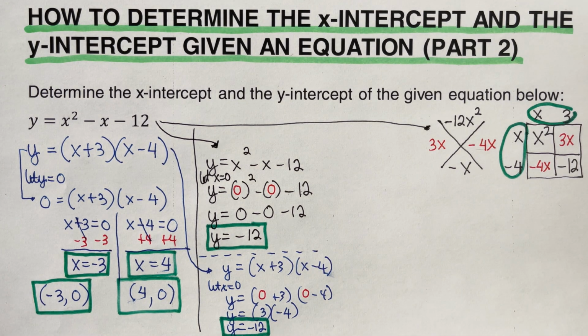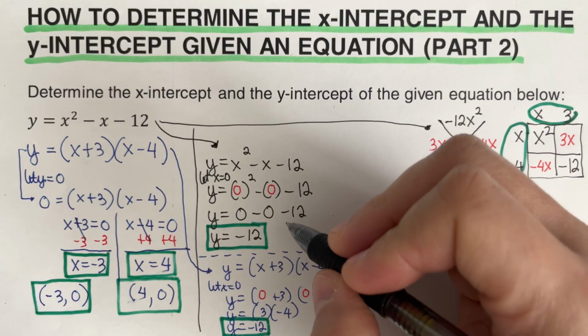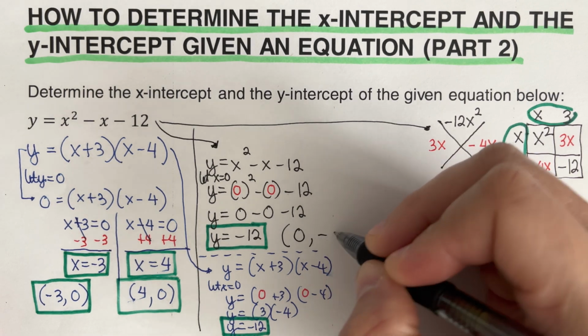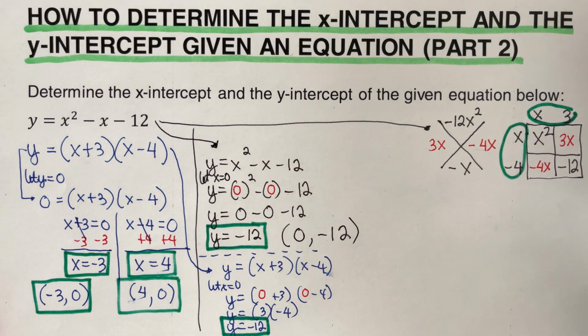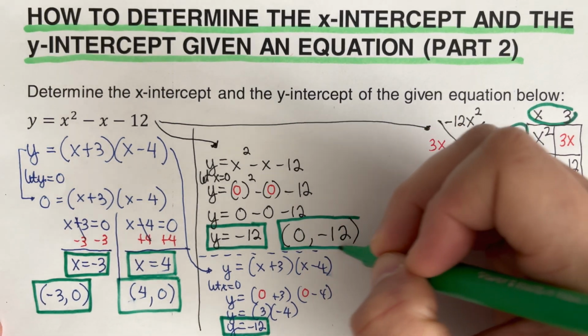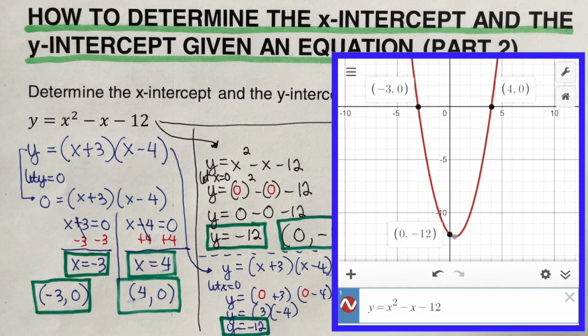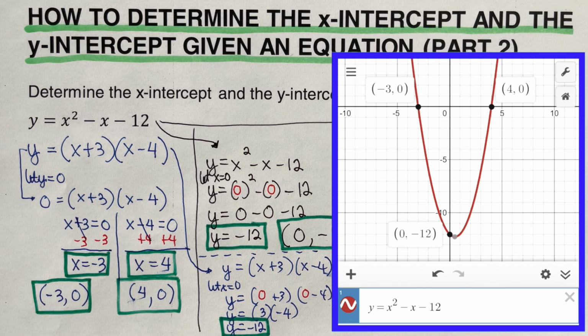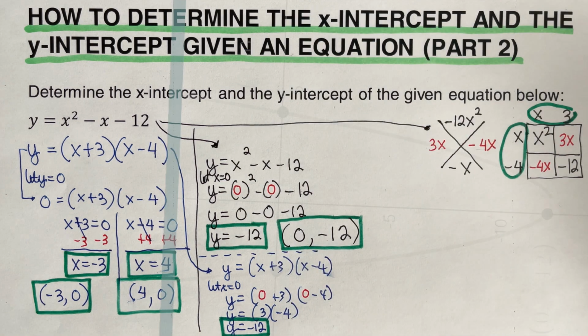If we want to change this y-intercept into its equivalent coordinate form, we can say that the y-intercept is (0, negative 12). We only have one y-intercept for this. On the side, you will see the graph of this equation, y equals x squared minus x minus 12. You will see that there are two x-intercepts. This graph is touching at (negative 3, 0) and (4, 0) on the x-axis, and it's touching one time only on the y-axis, specifically at (0, negative 12).